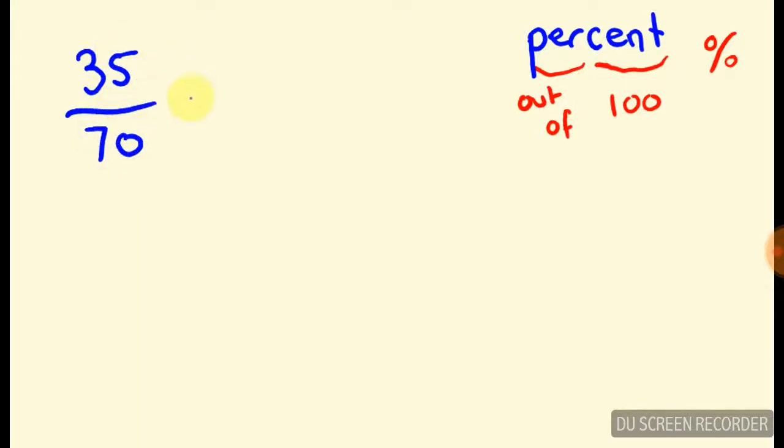So this is actually the same as a half, but let's treat it as we're just trying to work out percentages here.